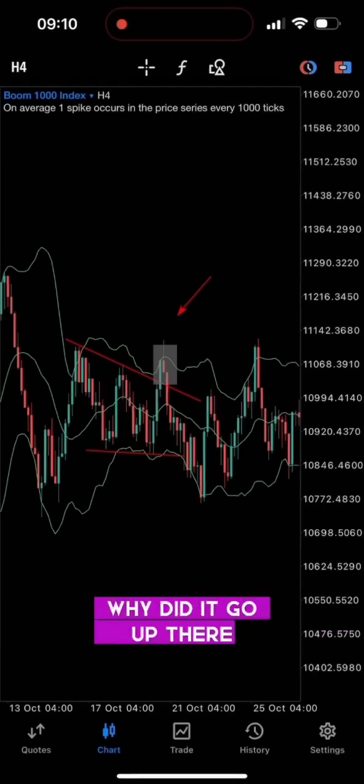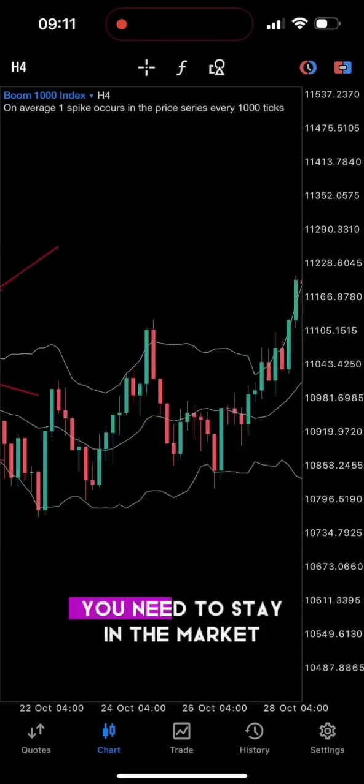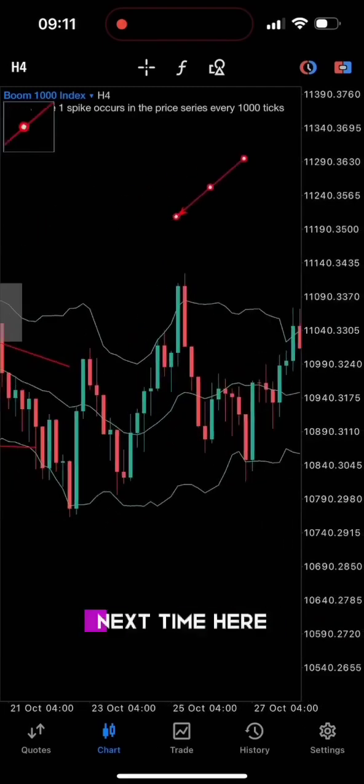Why did it go up there? It went up there to take the stop losses of people like you. You need to stay in the market. Use small lots next time.